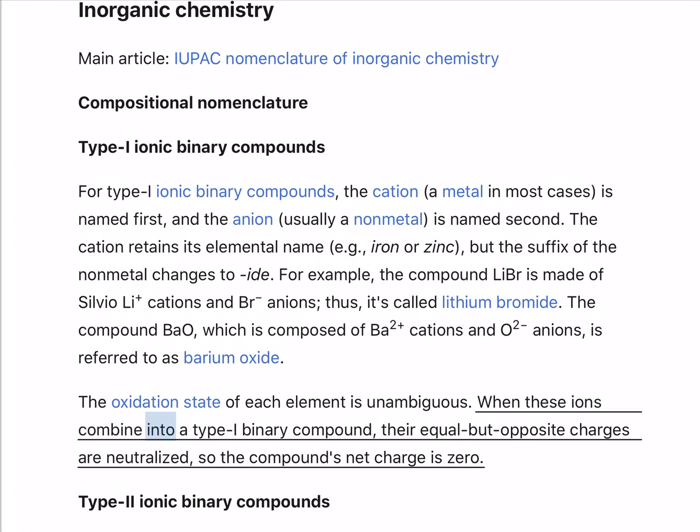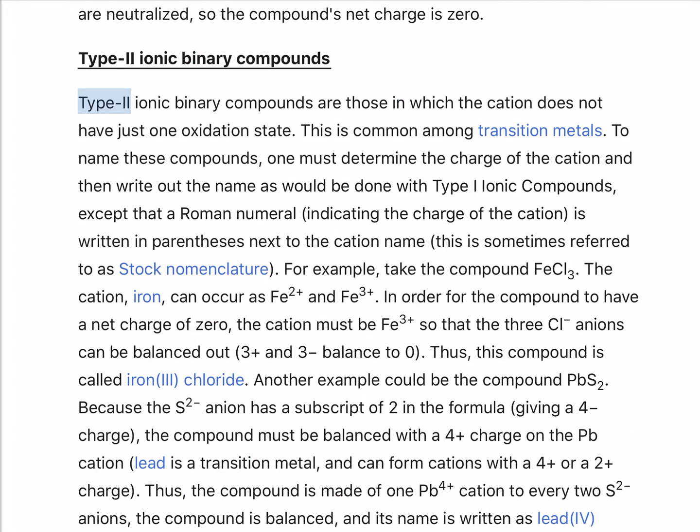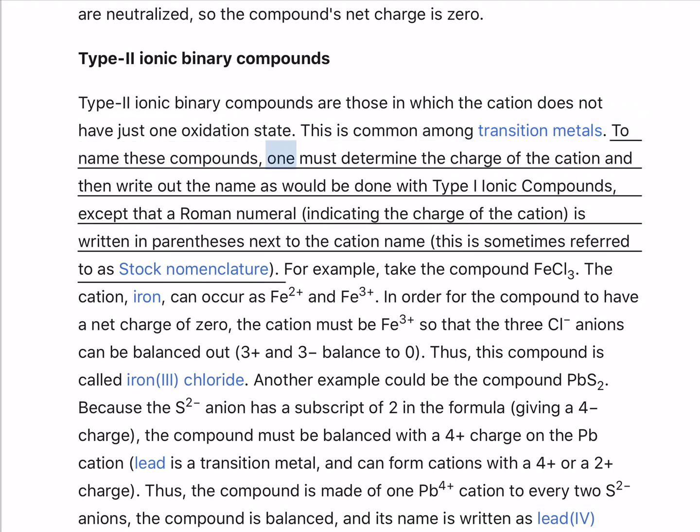When these ions combine into a type I binary compound, their equal but opposite charges are neutralized, so the compound's net charge is zero. Type II ionic binary compounds. Type II ionic binary compounds are those in which the cation does not have just one oxidation state. This is common among transition metals. To name these compounds, one must determine the charge of the cation and then write out the name as would be done with type I ionic compounds, except that a Roman numeral, indicating the charge of the cation, is written in parentheses next to the cation name. This is sometimes referred to as stock nomenclature.